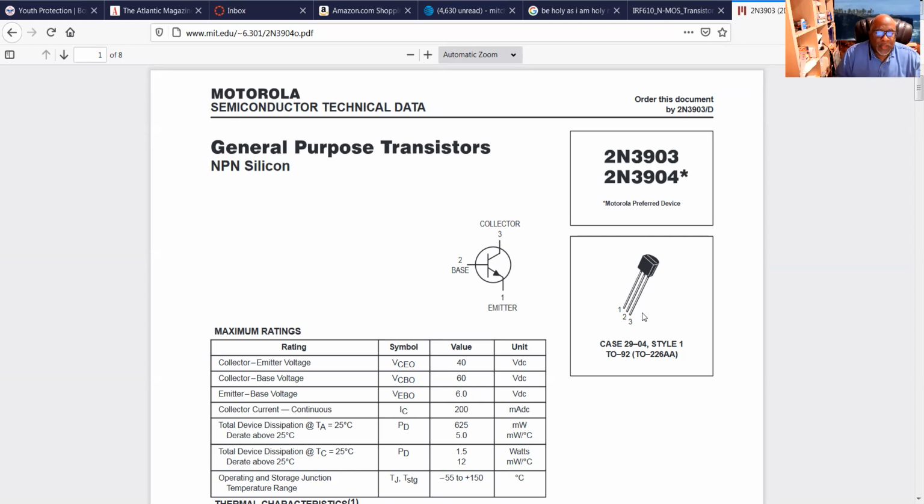So here you look at the package. We have pin 1, pin 2, pin 3. Pin 1 is your emitter, pin 2 is your base, and pin 3 is your collector. Now, if you don't remember which one is your collector, which one is your emitter, if you know which one is your base, which is the center, you can actually, with an ohm meter, figure out whether this is a PN or NP junction here.